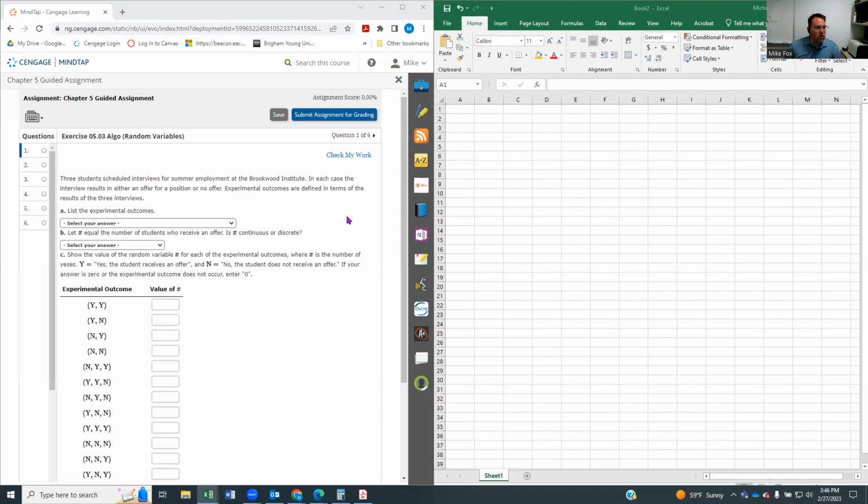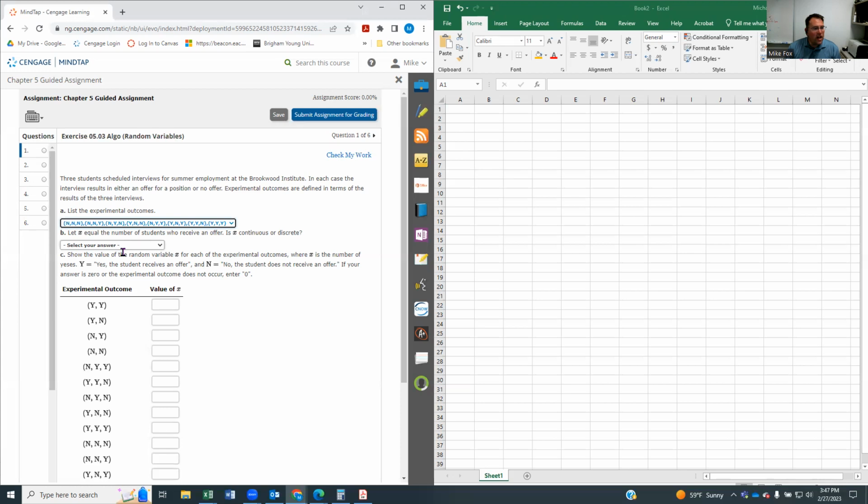All right, so let's take a look at the first one. It says 3 students scheduled interviews for summer employment at Brookwood Institute. In each case, the interview results in either an offer for a position or no offer. Experimental outcomes are defined in terms of the results of the 3 interviews. So first it says list the experimental outcomes. So we can either have 3 no's, 2 no's and a yes, a no, yes, no, a yes, no, no, a no, yes, yes, a yes, no, yes, a yes, yes, no, or a yes, yes, yes. Those are all of the possible outcomes of this distribution.